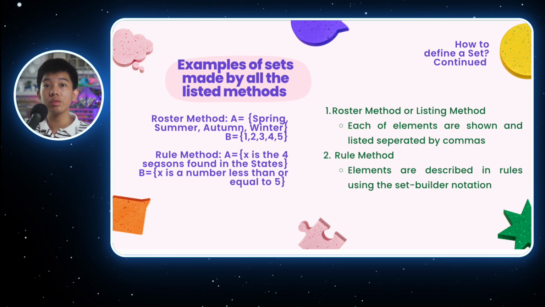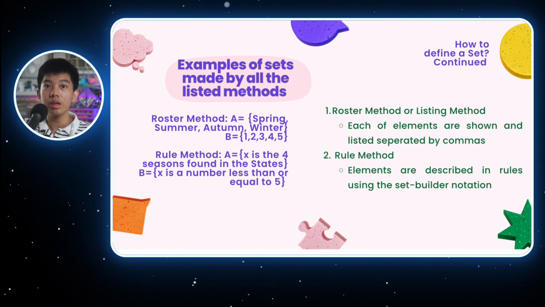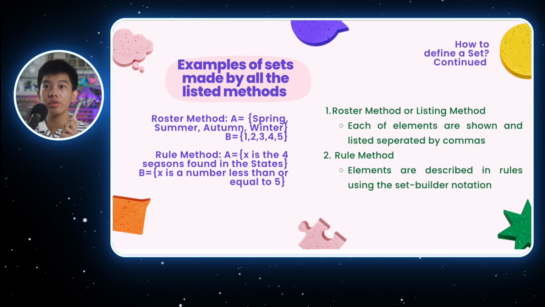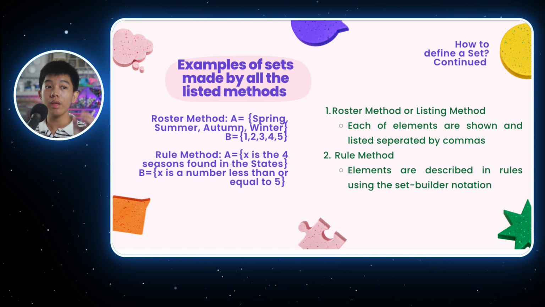A and B show two different types of elements. A shows elements of weather conditions in the states. B shows the first 5 numbers of the numerical numbers. Now, if you were to use the rule method, you'd say the variable is what kind. In this case, A is the four seasons found in the states, and B is the first 5 numbers.